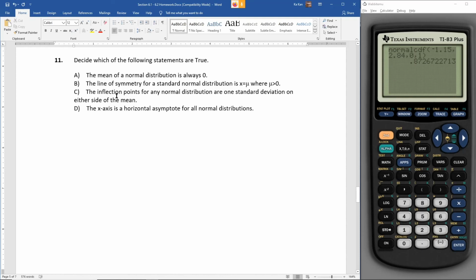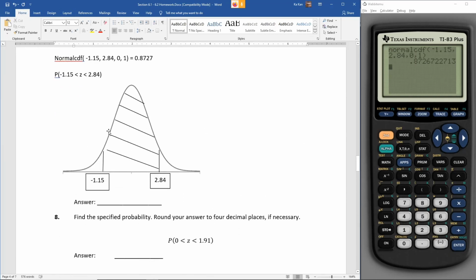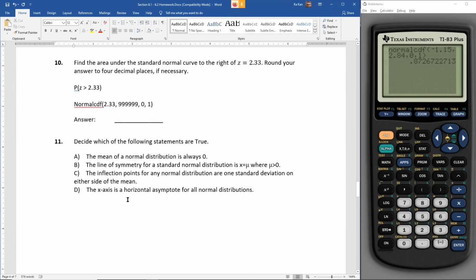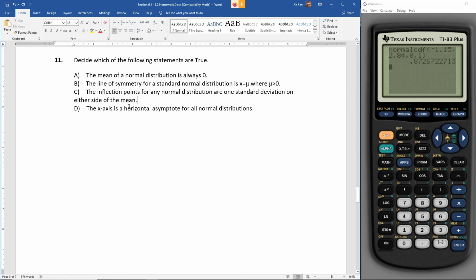The inflection points for any normal distribution are one standard deviation on either side of the mean. This one is not true, because an inflection point implies where it turns. If you recall the normal distribution we had, the inflection point happens at the average point, so it should be at the mean. That's not true. The x-axis is a horizontal asymptote for all normal distributions. That is actually true. As I mentioned before, it's not vertical, it's horizontal. It will never go underneath it.